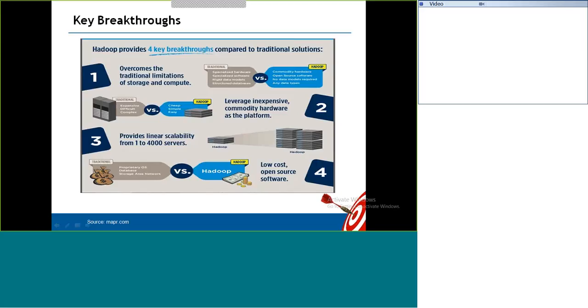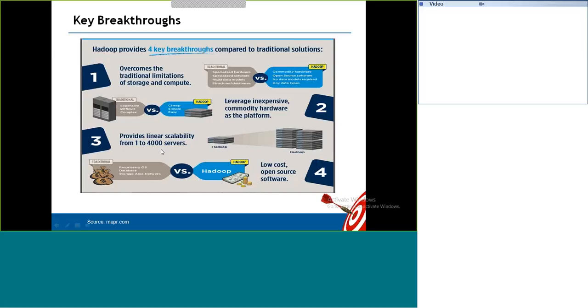It provides linear scalability from 1 to 4,000 servers in the first generation of Hadoop. There is no upper limit on the number of nodes in the second generation of Hadoop, where high availability and HDFS federation are implemented. So when you are getting more and more data, you keep on adding one more data node, one more data node to the existing cluster to take up the new loads.